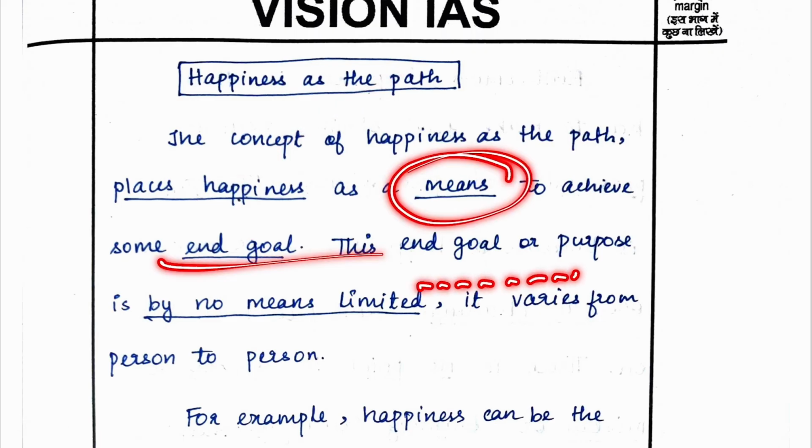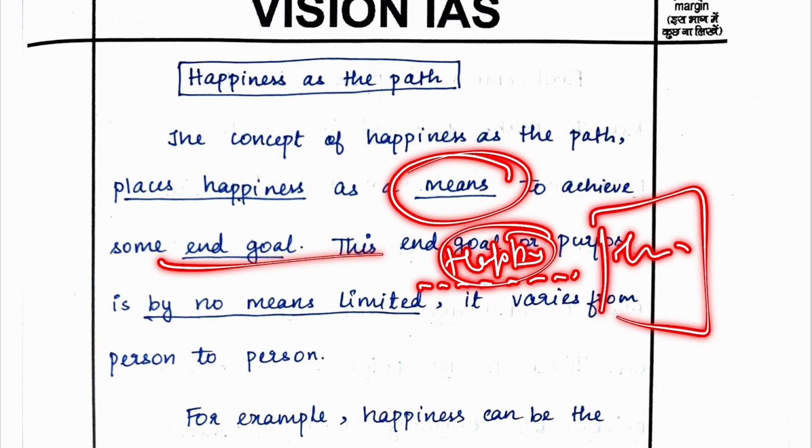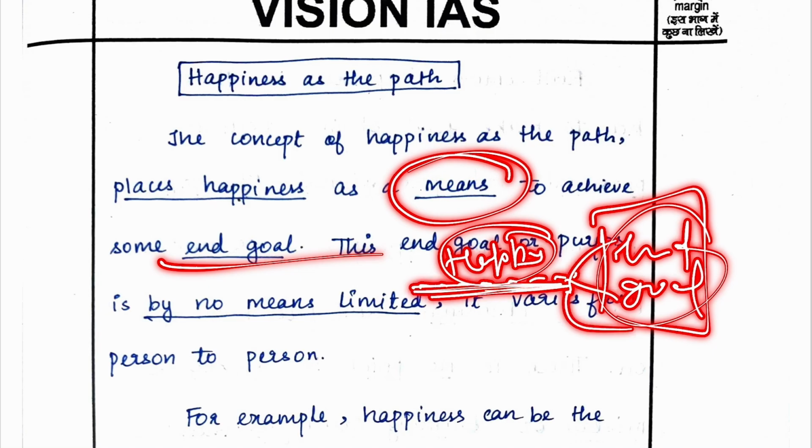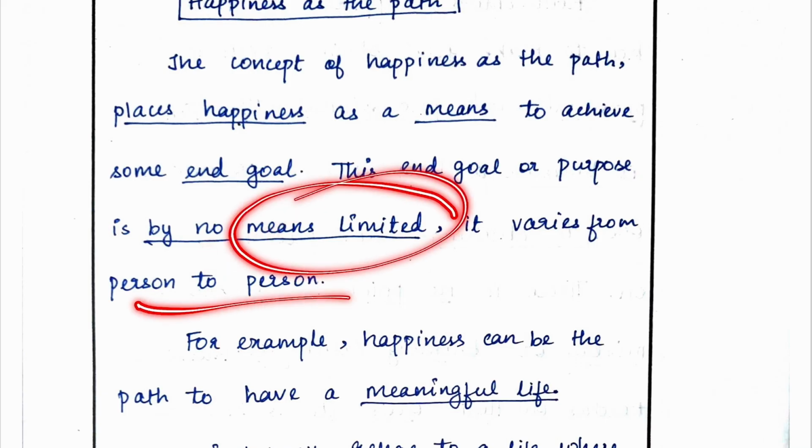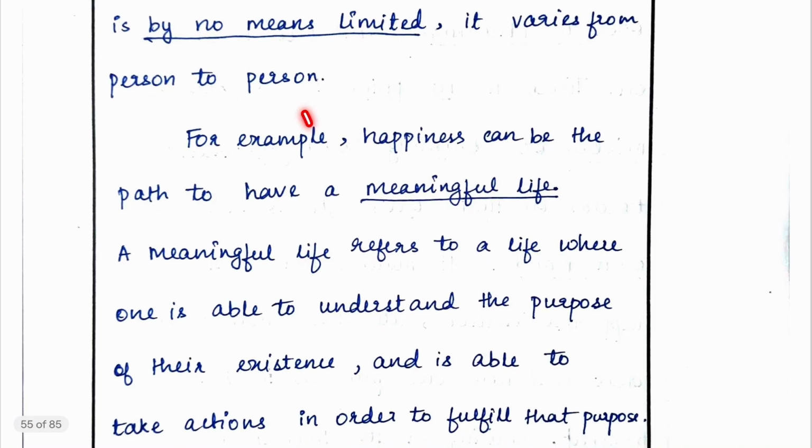So if you follow this path, if you are happy, you will achieve the larger goal, some end goal. So being happy means you can achieve many things in life, because the end goal or purpose of life is by no means limited. It varies from person to person. For example, happiness can be a part to have a meaningful life.